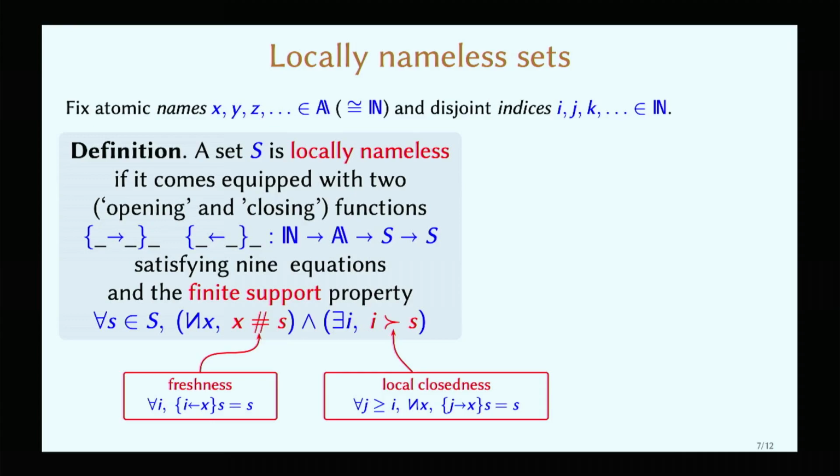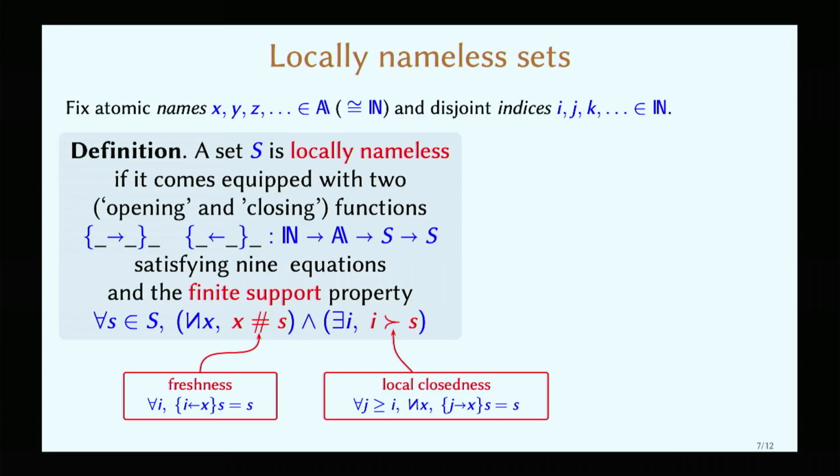And what does finite support mean? Well, it means that for all but finitely many names, the name is fresh with respect to the element S, and there is some index I so that S is locally closed up to index I. But the freshness relation and the local closedness relation are just expressible in terms of the opening and closing operations. So freshness is expressed in terms of invariance under closing, and local closedness here is expressed in this way with invariance under opening.